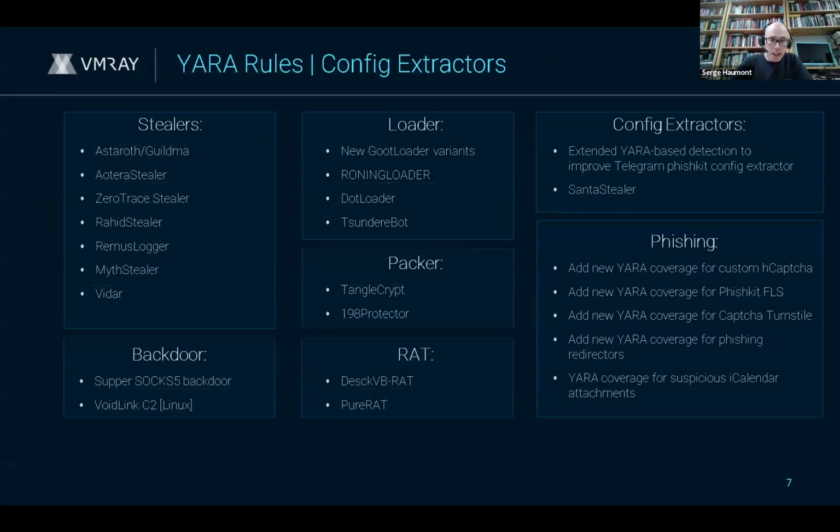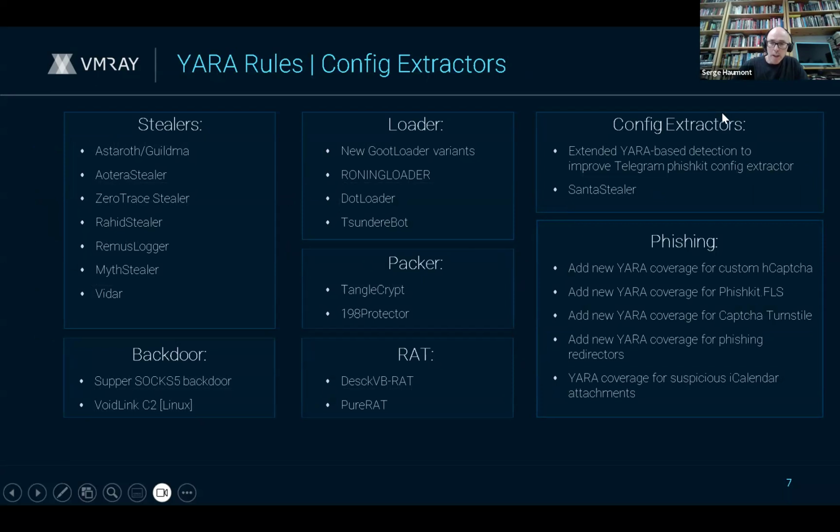And as usual, we always add many YARA rules to detect new malware, new stealers, new backdoors. So here is a list of what we did in February. You can see the rare hit stealer. I will show you an example in the demo a bit after.